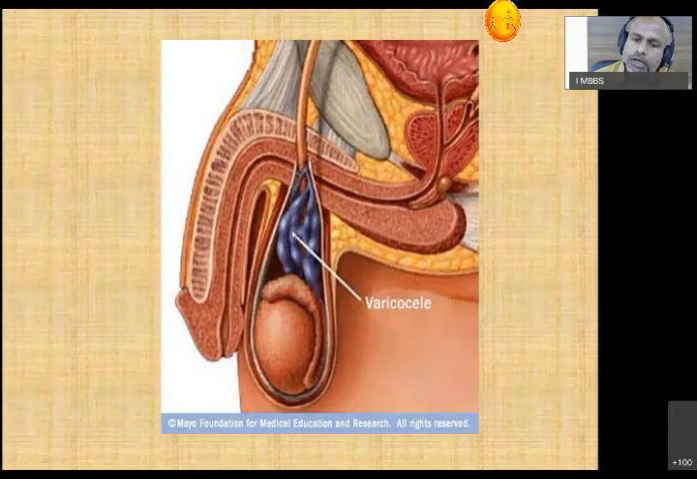If there is wall incompetence of these veins, it is called varicocele. Varicose veins, you have learned in anatomy. This is varicocele, the incompetency of walls in this plexus. The temperature exchange is hampered, and the blood supplied to these testes is at a higher temperature, and spermatogenesis gets hampered. It is again a cause of sterility in males.